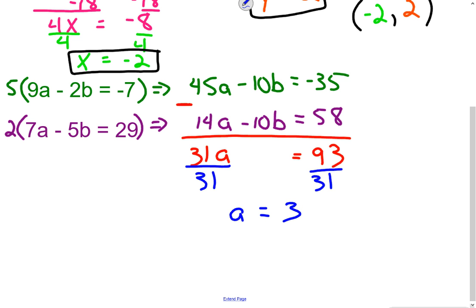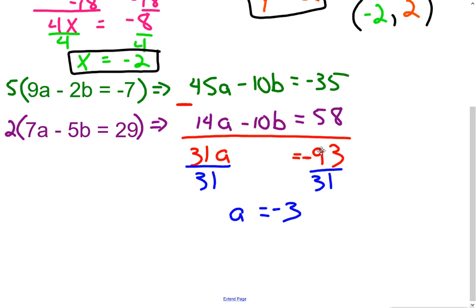And I made a mistake. I apologize. This is not 93. This should have been negative 93 here because we were subtracting negative 35 minus 58. It's negative 93. And then when I divide both sides by 31, I get negative 3. There we go. That's better.